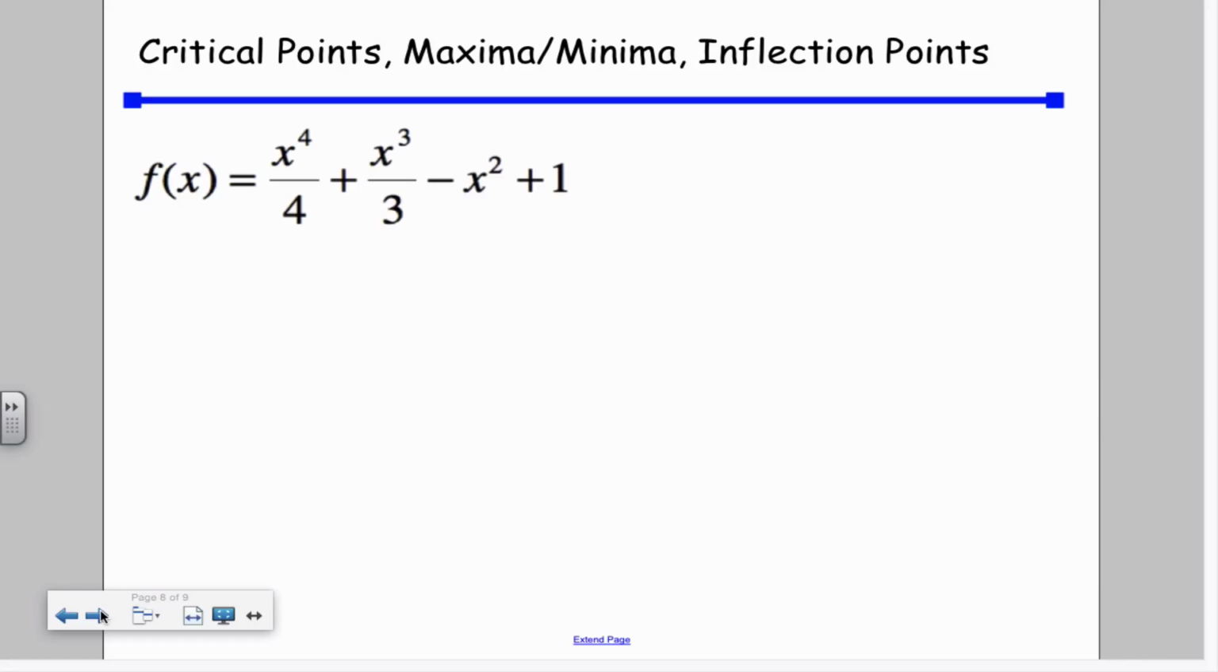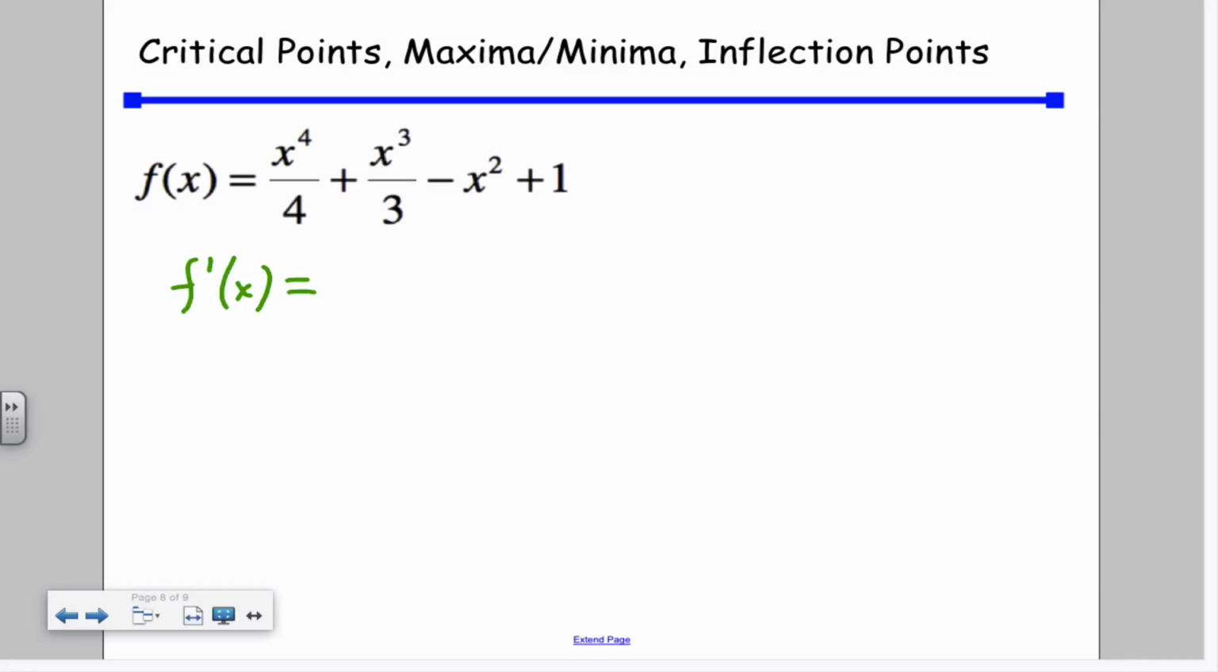And so this would be a possible solution to represent this slope field right here. Okay, finally we have critical points, max, mins, and inflection points. So let's start trying to find the critical points here. We're going to take the derivative, and we're going to look for where it's either 0 or undefined.